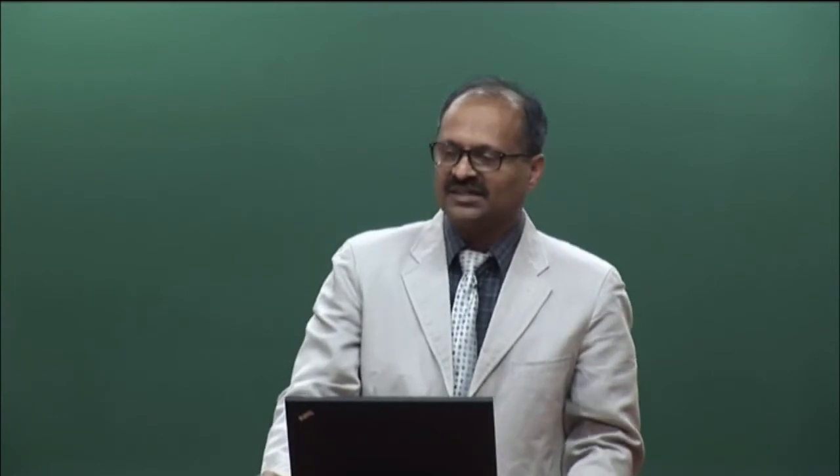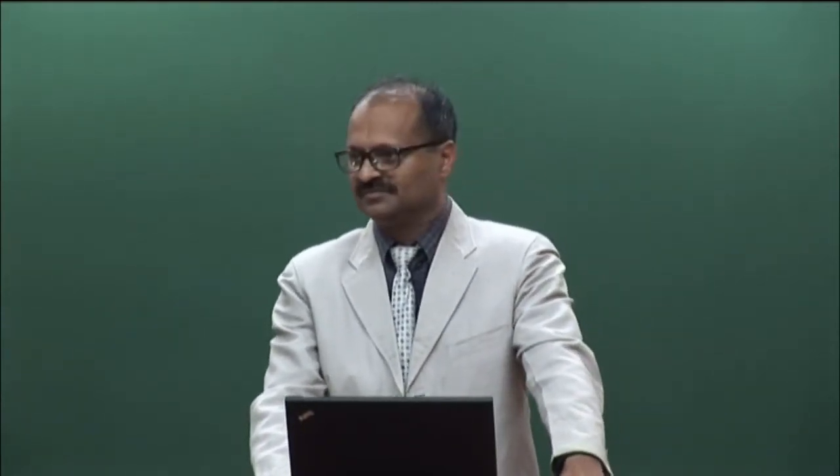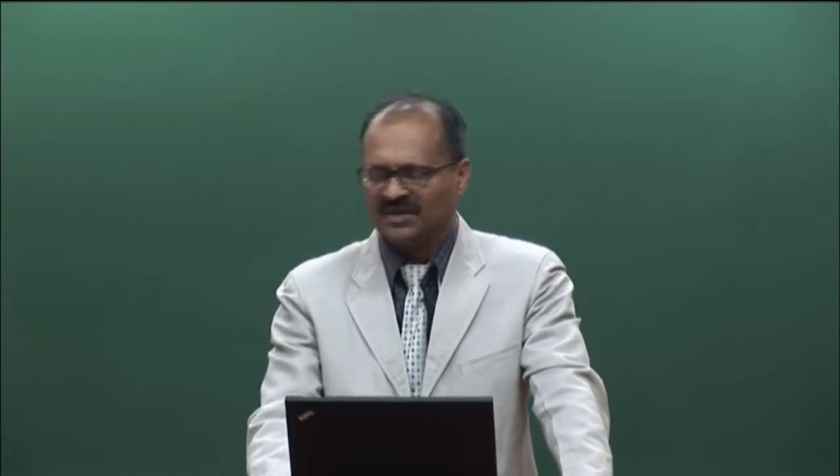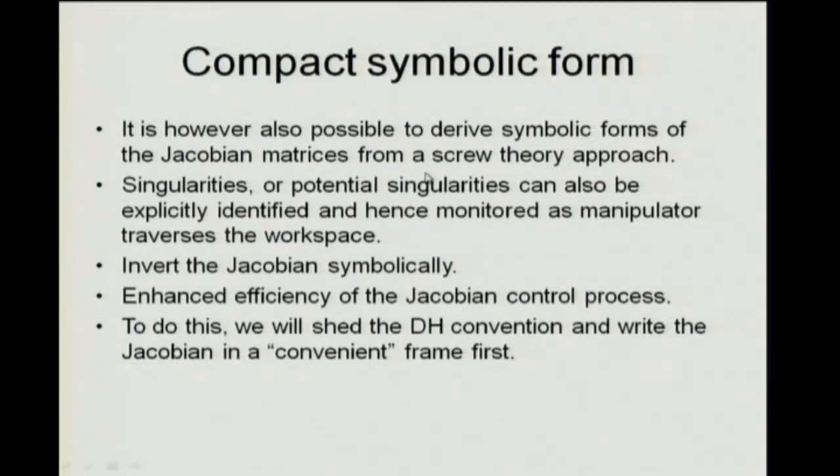Secondly, once you form the Jacobian, this is 6 by 6, and you have to invert it every time. Inverting a 6 by 6 Jacobian is computationally a little difficult. I mean, not difficult, it just takes time. Plus there are some nice other things which you can see in a Jacobian matrix which you cannot see if you use the numerical process. So what we will do, in fact today we will just do this much more, is we will write the Jacobian in a convenient frame, not necessarily the base frame.